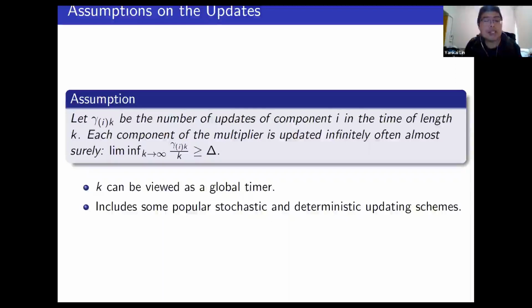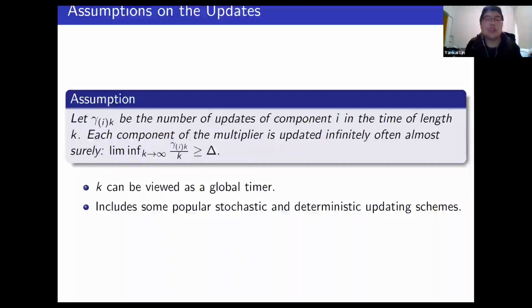That means that when you take the ratio of the number of updates of component i, it has to be uniformly lower bounded by a number we call big lambda here, which means it has to be updated infinitely often. That's a reasonable assumption, because if you have a vector and you want to update it component by component, and one component has not been updated sufficiently often, then you may not be able to expect sufficient progress along that direction. So here, I would like to explain that k can be viewed as a global timer.